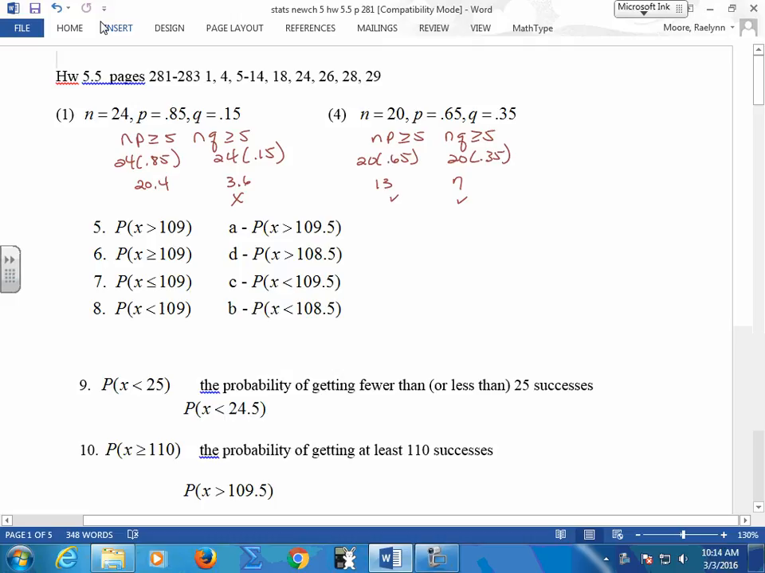Let's go over what you have, guys. This is really important that you catch these parts, how to do these continuities.